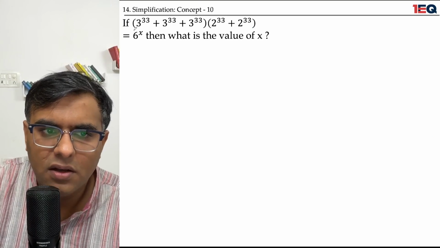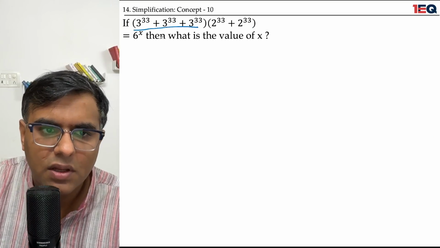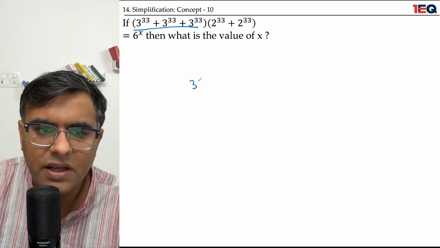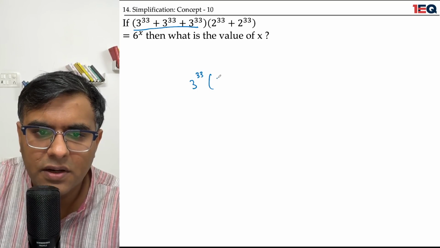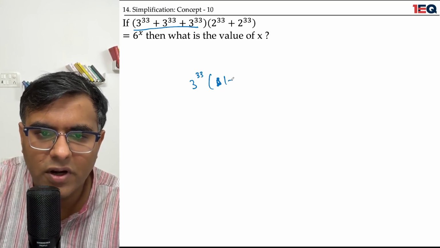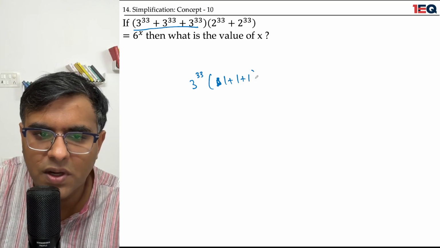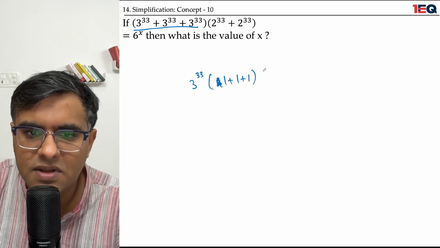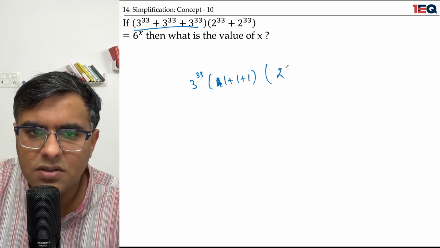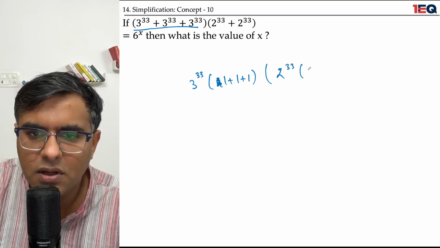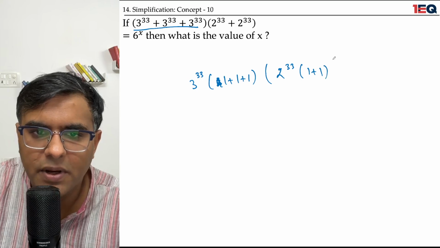Now, again, a question of indices. We have three similar terms. We'll be taking one of them out as common, 3 raised to power 33, and whatever is left common is 1 plus 1 plus 1. Then again, 2 raised to power 33 is taken out as common, and 1 plus 1 is left behind.